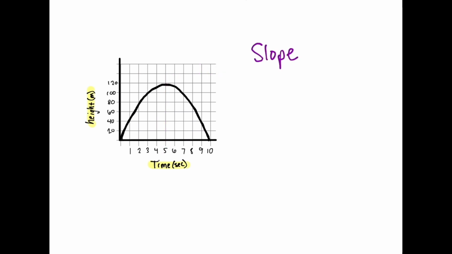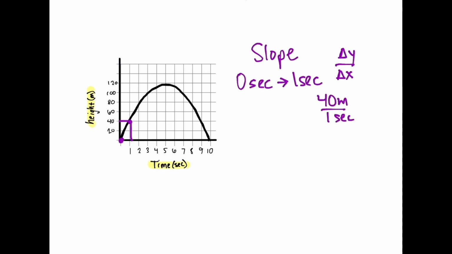We can even look at the slope at different points in our graph. For example, what is the slope between 0 seconds and 1 second? Slope is the change in y over the change in x. So between 0 seconds and 1 second, our change in y is 40 meters, and our change in x is 1 second. So it changes at a rate of 40 meters per second at that point in the graph.